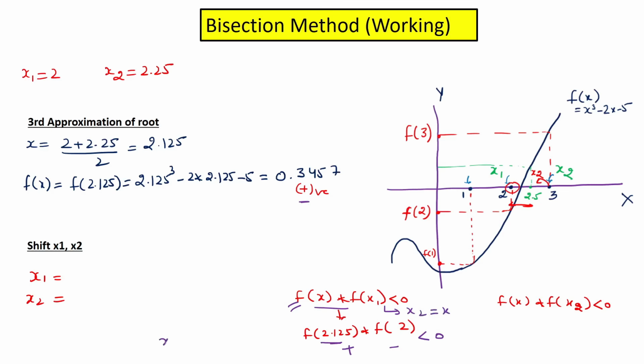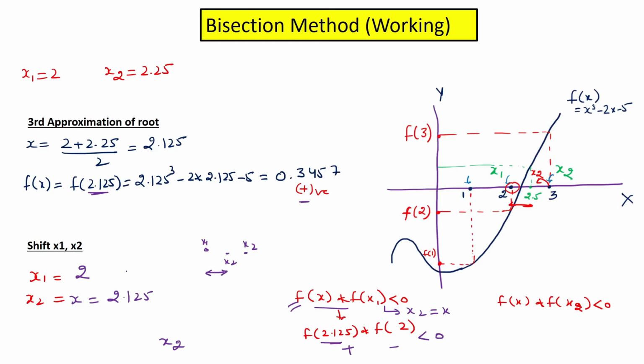So that means again my x2 will change. So x2 will come to this value, that is 2.125, and x1 will remain same as 2. So that means previously x1 and x2 was something like that, and now x2 will come here. So my new boundary has again become smaller.